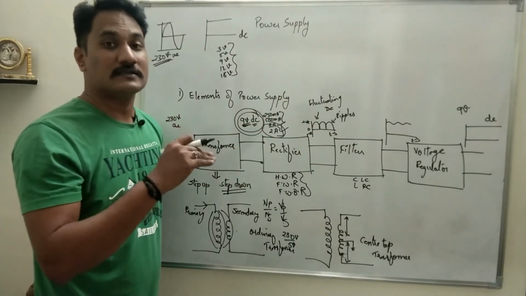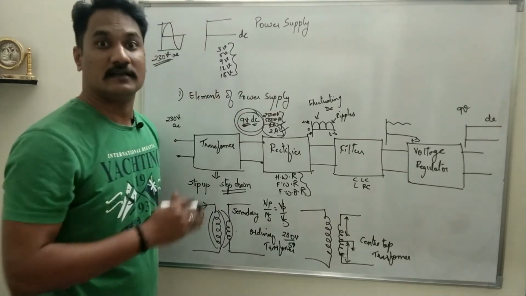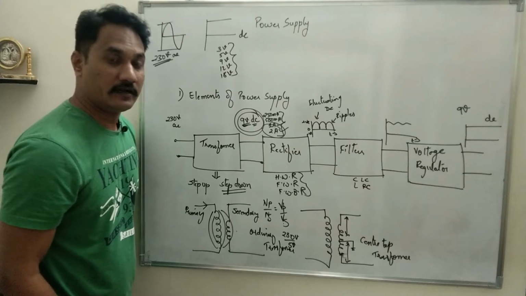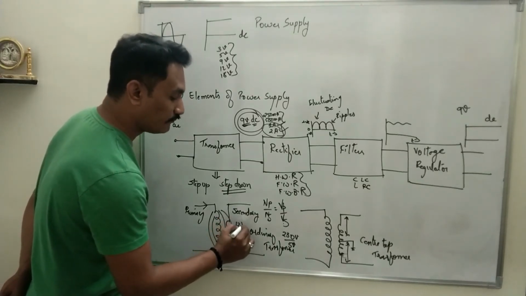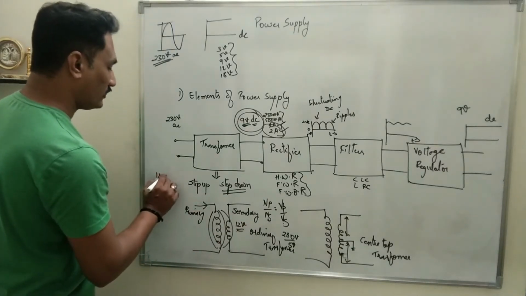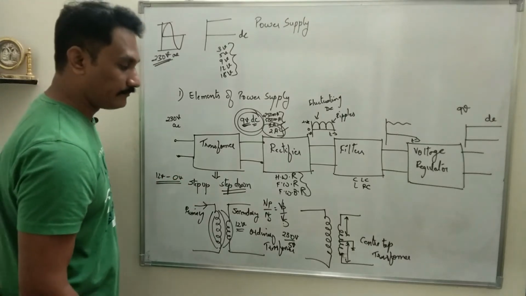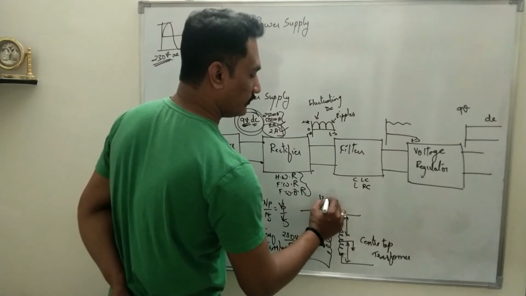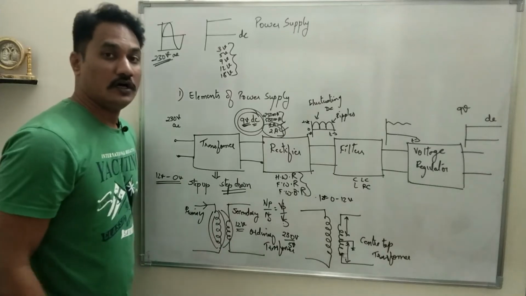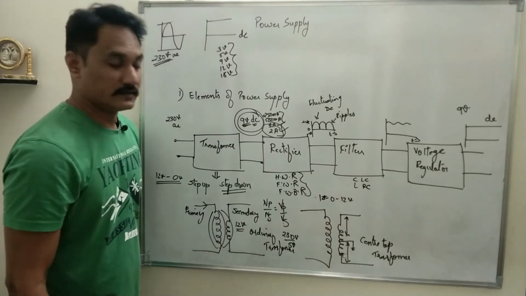The selection of the transformer's secondary voltage depends upon the requirement at the output. So if 9 volt is the output requirement, the secondary voltage should be 12 volt. For an ordinary transformer it will be 12 volt and 0. For a center tap transformer it will be 12, 0, 12. That is how it will be specified when you want to go and buy a transformer. This is the difference between ordinary and center tap transformer.